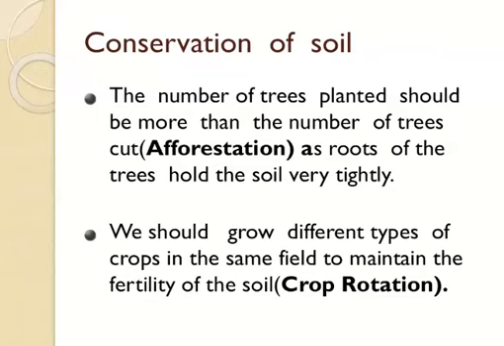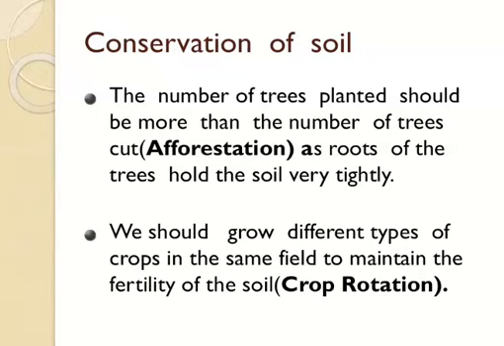The method that we can follow first is afforestation. The number of trees planted should be more than the number of trees cut. That process is known as afforestation. Why do we need to do that? As roots of the trees hold the soil very tightly. The next method is crop rotation.